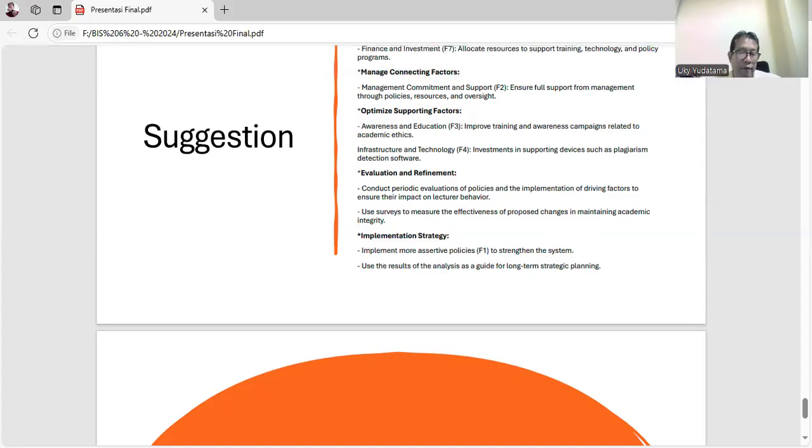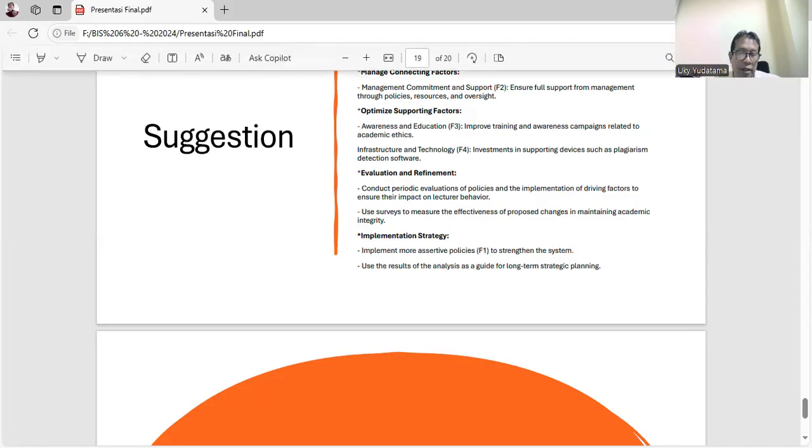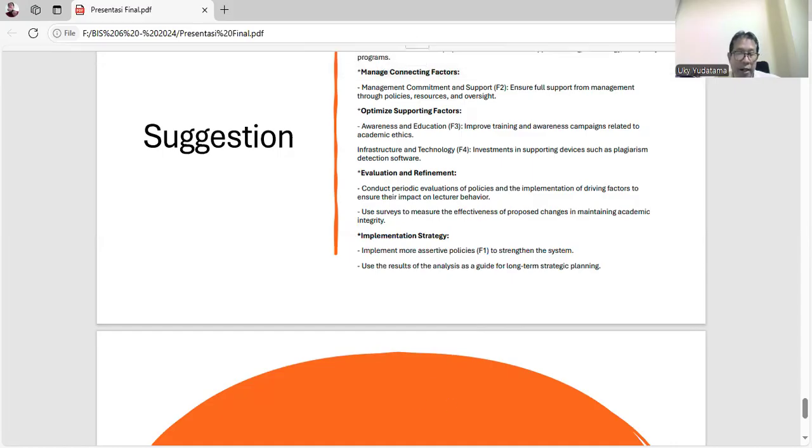Optimize supporting factors. Awareness and education, F3: strengthen efforts related to training programs and awareness campaigns focused on academic ethics. This can be done through seminars, workshops, and incorporating ethics education into the curriculum. And infrastructure and technology, F4: investment in technological infrastructure such as plagiarism detection software and other academic tools should be enhanced to support and monitor academic integrity effectively.